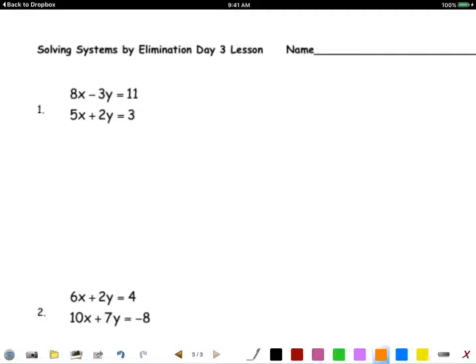So this is not cooperating. I don't know. Oh, maybe here we go. Okay, there we go.